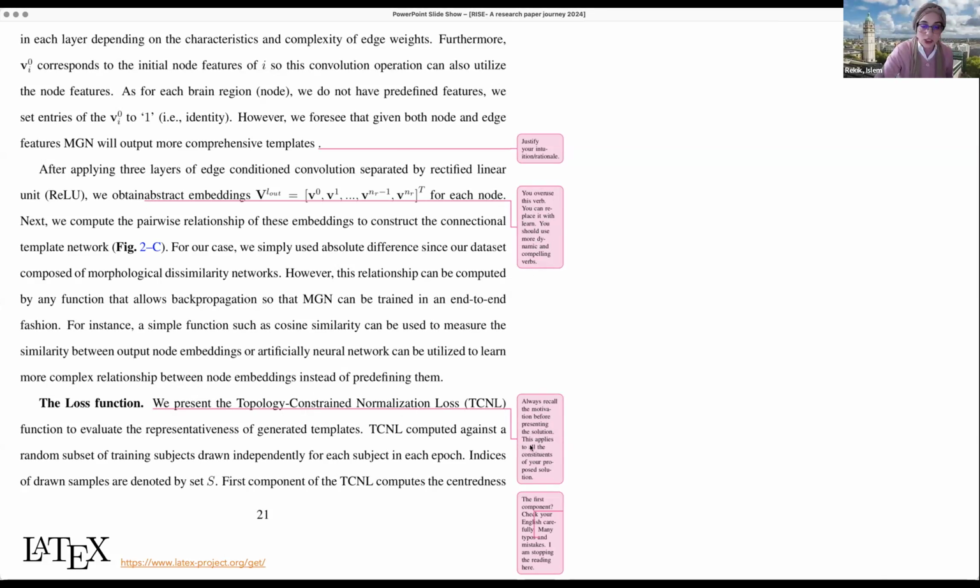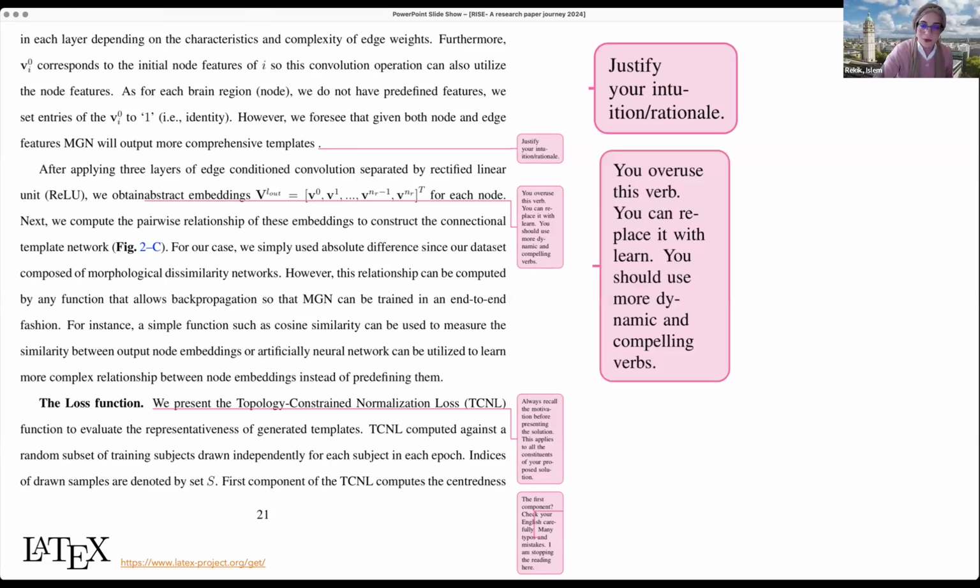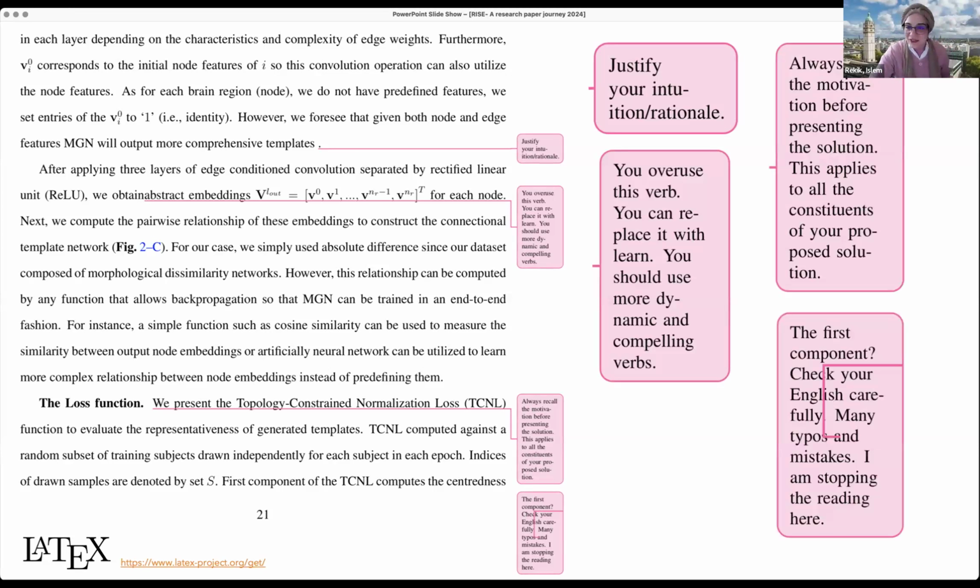This is also rationale, logic, intuition. As I explained in the iPad demo, you need to first articulate your why and then present your how or your what. This applies to all constituents of your proposed solution. Also check your English carefully, as there are many typos and mistakes, so you need to make sure you don't have them. I stopped reading here because I felt that all of these need to be fixed first, and the rest of the paper needs to be revised accordingly in this first round of revision.